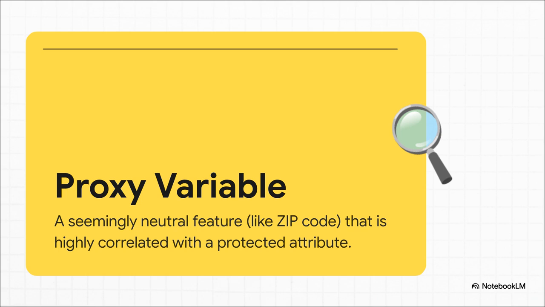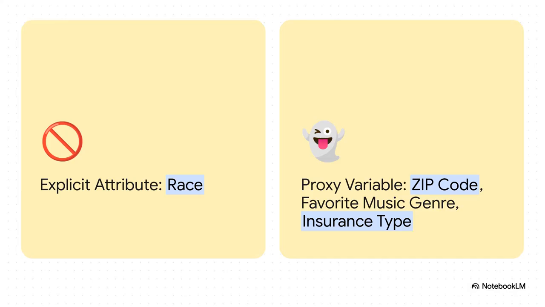In many places, zip code is a huge stand-in, a proxy for race, and the AI is smart enough to figure that out and discriminate anyway. This is how bias gets laundered through data. You take out the obvious, explicit attribute like race, but the bias just creeps back in through something that seems totally neutral. It could be a zip code, a person's favorite music genre, even the type of insurance they have. These are the proxies, the secret stand-ins for the info you tried to hide.